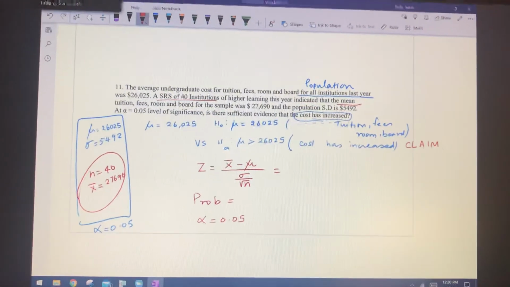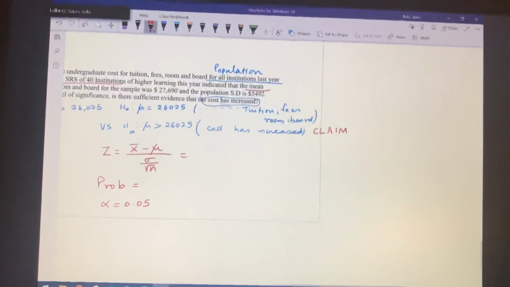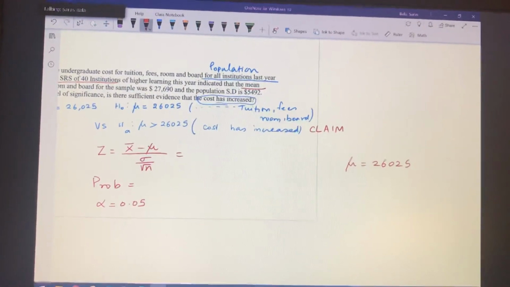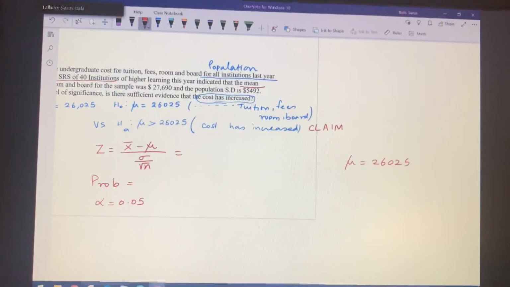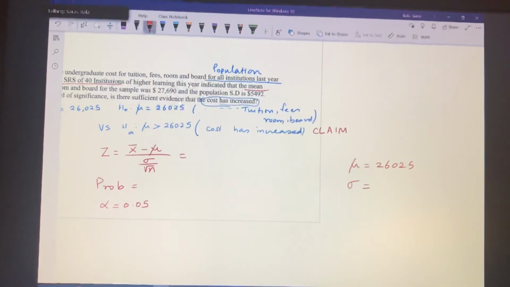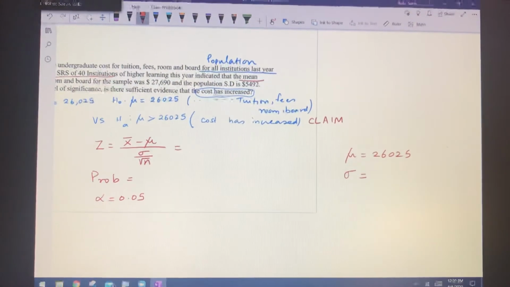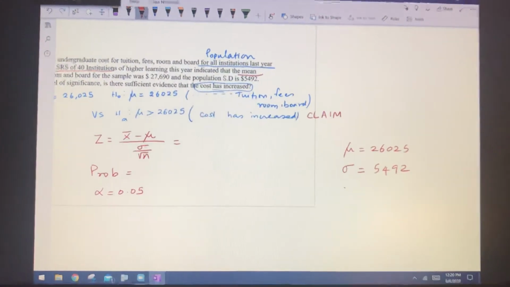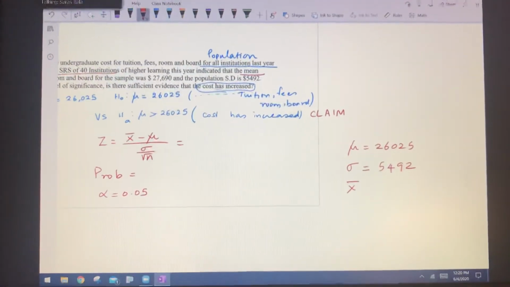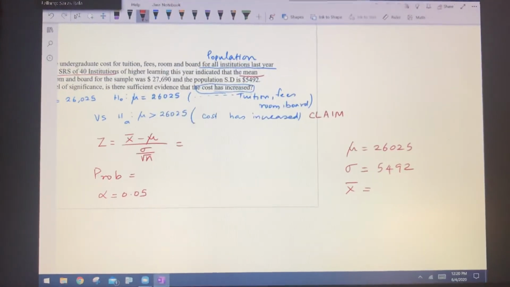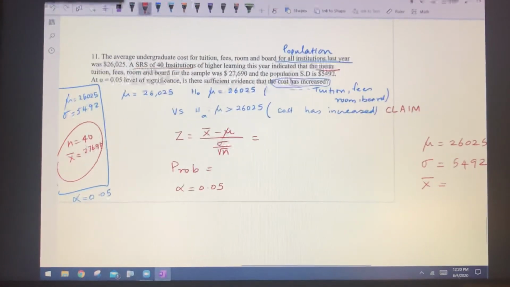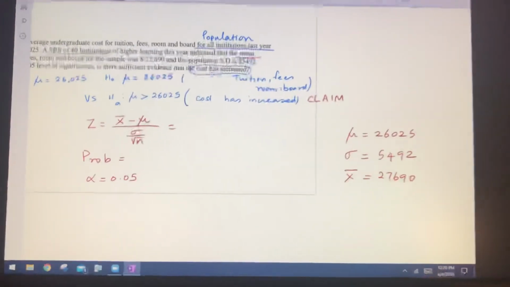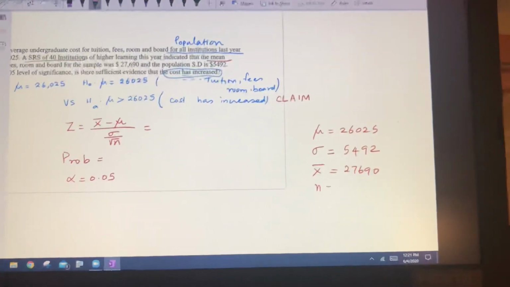It is asking what is your mu value. So in the input screen, I'm going to plug in the mu value, which is 26,025. And then the next one, move the cursor down. It is asking what is the sigma value. The sigma value is 5492. Plug it in. And then it is asking what is the mean of the data. The mean of the data is given to be 27,690. Plug it in.